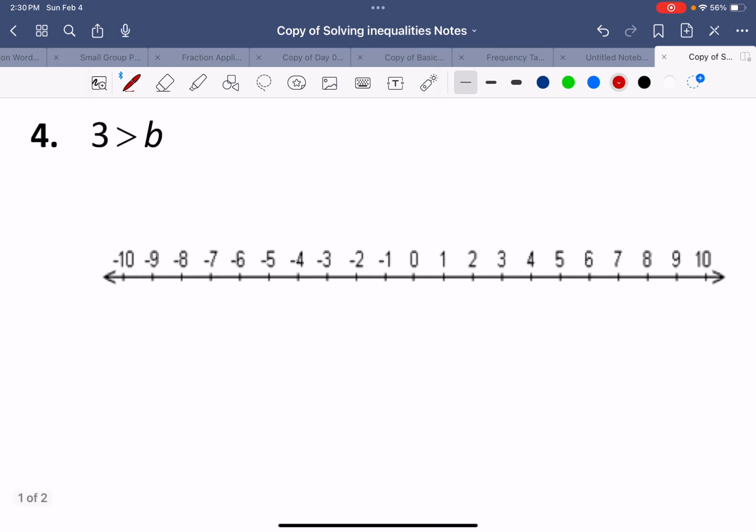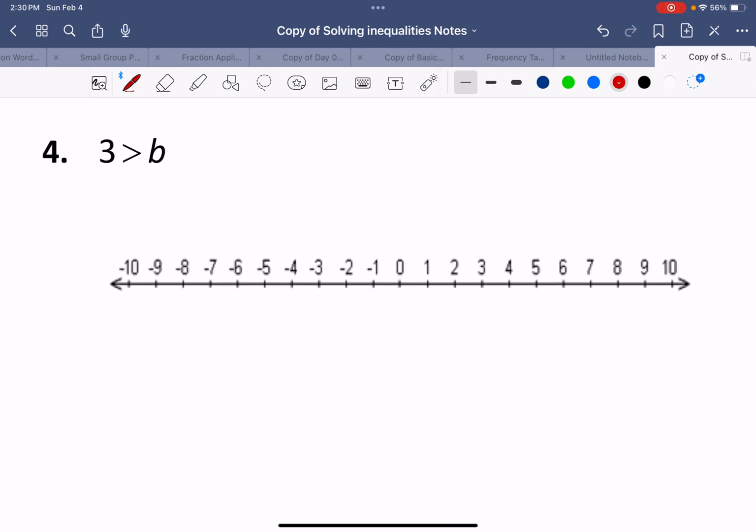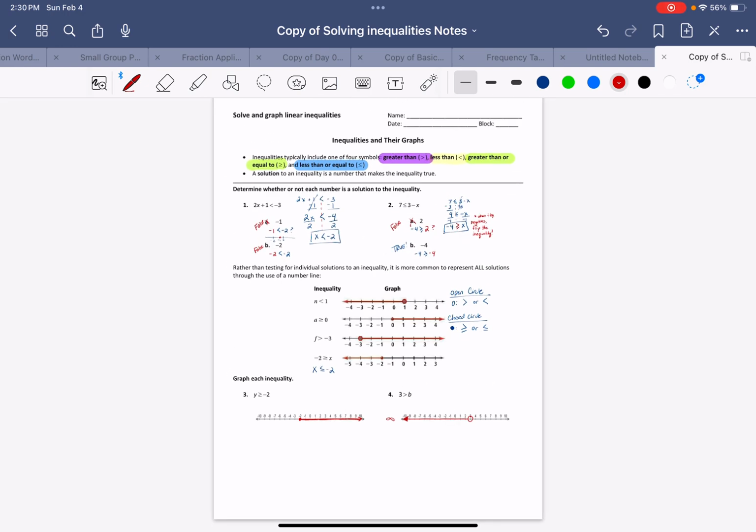All right, let's look at number 4. Now, 3 is greater than b. So first of all, I'm determining I'm going to have an open circle. So I'm going to find 3, do a big open circle. Oops, wrong pen. Big open circle. And then I'm going to say, oh, 3 is greater than b. So you have to think about this. 3 is greater than b, which means b is less than 3. All of these solutions. And the reason you do an arrow is because this goes to infinity. It does not stop anywhere. So make sure you include your arrows.